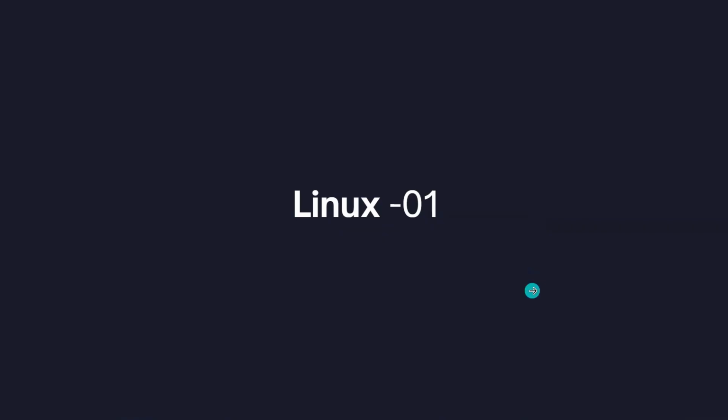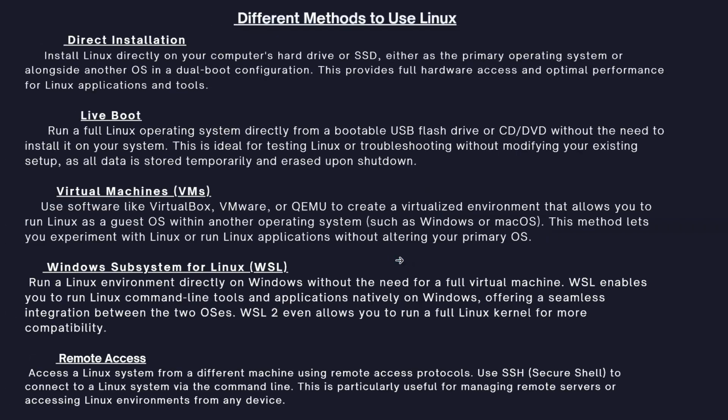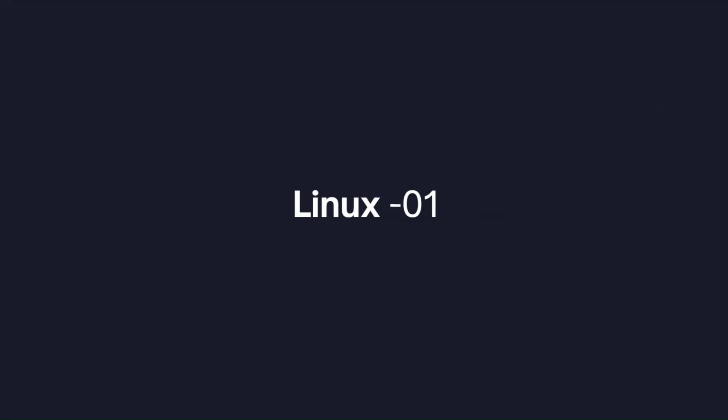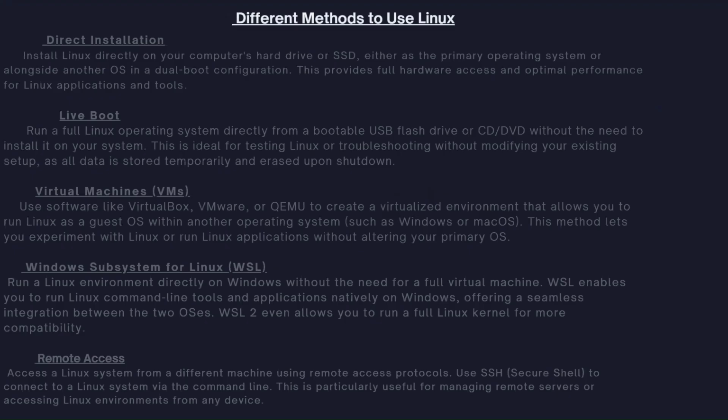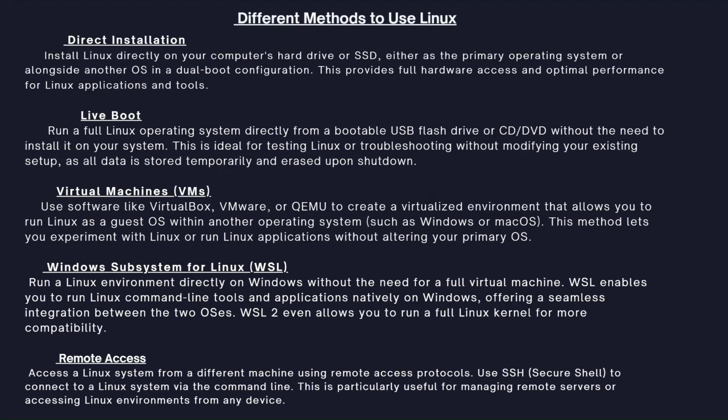Okay, so we are moving forward, and now there are different methods to use Linux systems. Some are direct methods, some are indirect methods. We are not wasting much time, we are just moving forward. So there are different methods to use the Linux operating system. Linux operating systems are more secure than Windows.